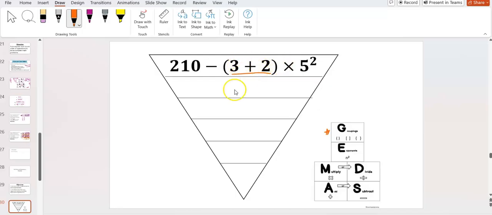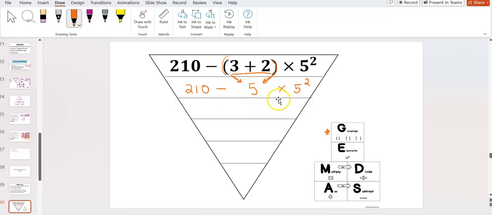So the first thing, like I said, I'm going to do are the parentheses. Right underneath these parentheses, I'm going to write the answer to 3 plus 2, which is 5. I am now going to rewrite my entire expression except for that part I just solved. You can see here that I took out the parentheses. These are no longer there, and instead I just wrote the answer to 3 plus 2. Now I have an entirely new expression. This could be a brand new problem that somebody could give you.